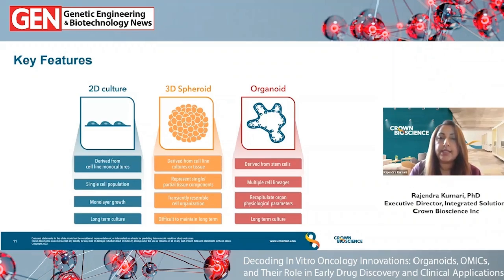So it's important to understand the differences between these models and how best to use them based on their properties. Now, organoids can be developed from either pluripotent stem cells or adult stem cells. The one that I'll be referring to for this webinar is derived from adult stem cells, using the technology developed by the Hans Clevers Lab.